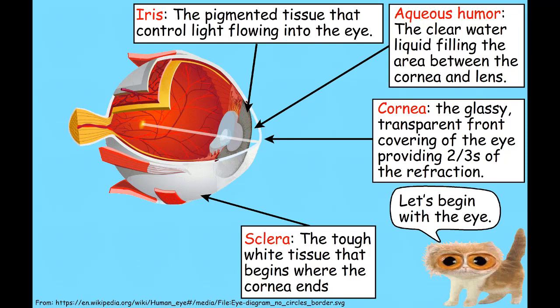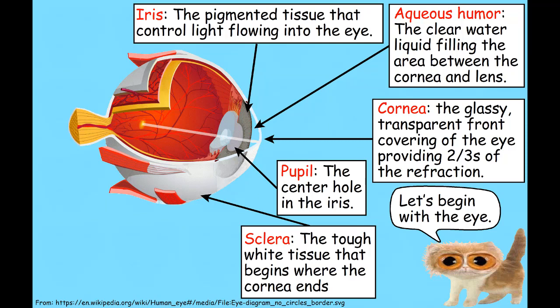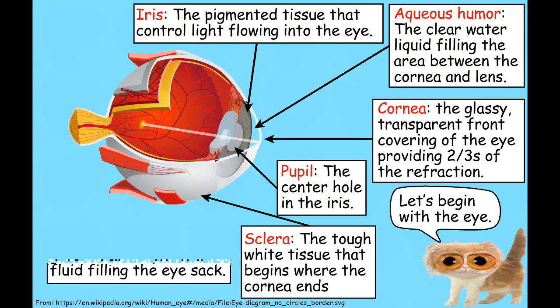The iris is that pigmented tissue that can contract and expand, so it allows for increased or decreased light, and it's triggered by ambient light. The pupil, of course, is the open area, the area that light travels through, that gets increased or decreased in size as a result of the constriction of the iris.